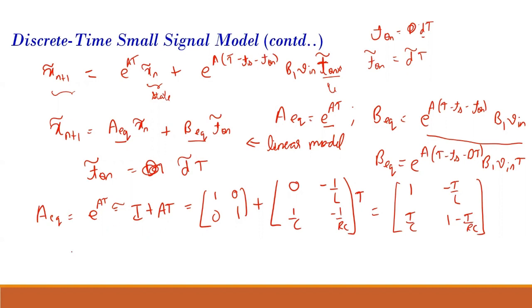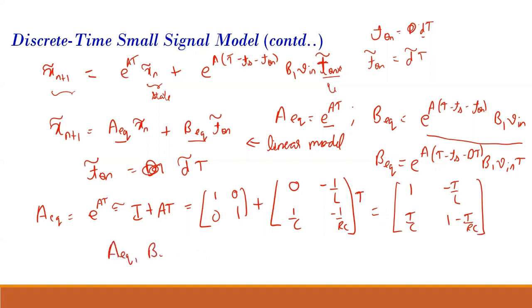So this is my A equivalent. And similarly, for the B equivalent also, for this e raised to A, I can do the series expansion. B1 is a matrix, Vin also is another, and T are constants. So similarly, I can find the value of B equivalent. Okay. So using these methods, do you have any doubt?